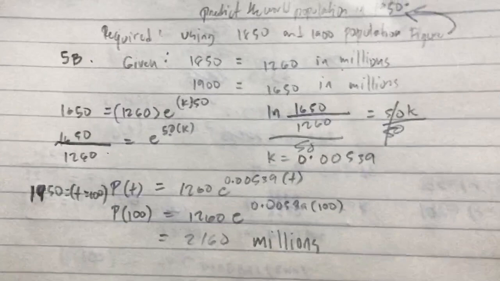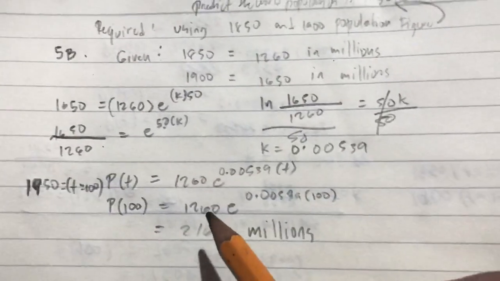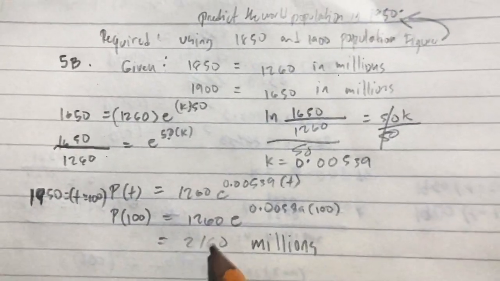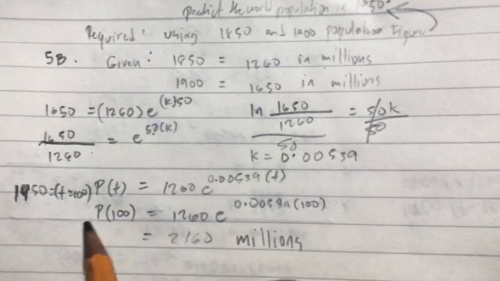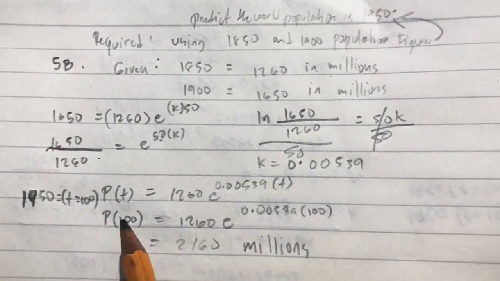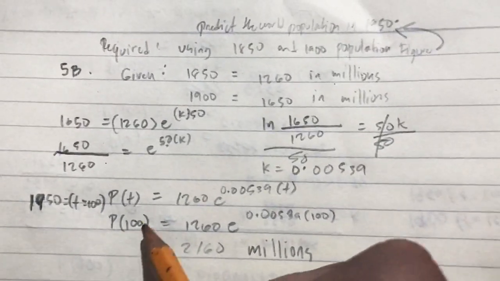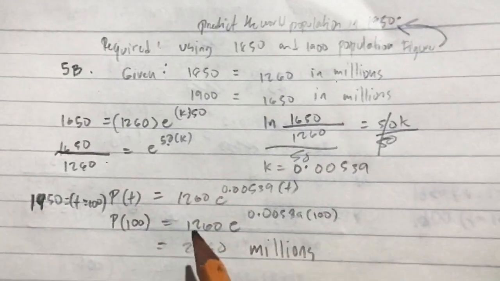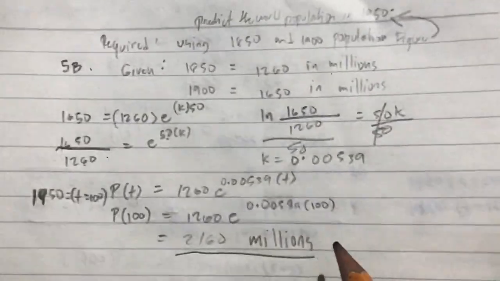We will now use the equation to predict the population in 1950. The population in year 1950 is 2,160 in millions. It is just simply substituting the time, 100, in the equation. So we'll get this answer.